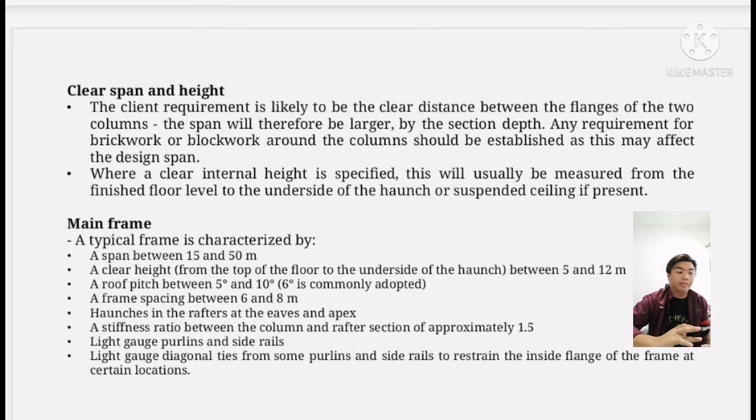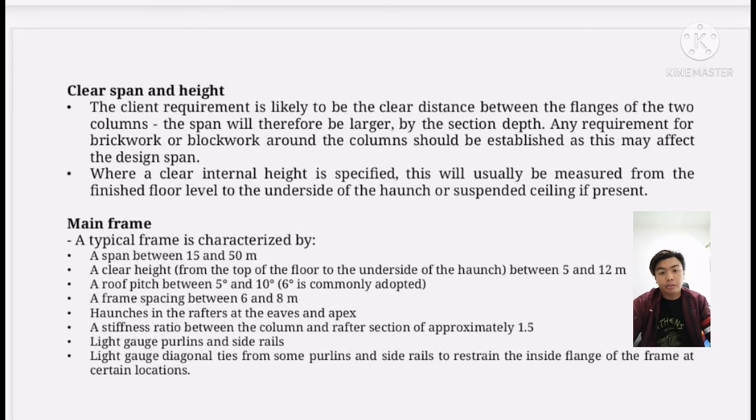Okay, this is the second part, which is the clear span and height. The first one, the clear distance between the flanges of the two columns is likely to be specified by the client, so the span will be increased by the section depth. And then any requirement for masonry or block work around the column shall be determined because it may alter the design span.